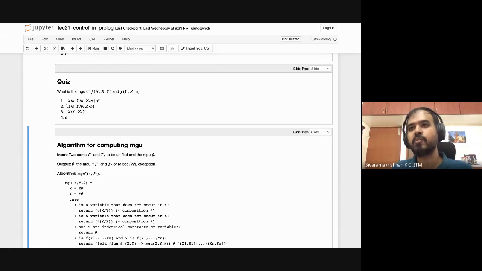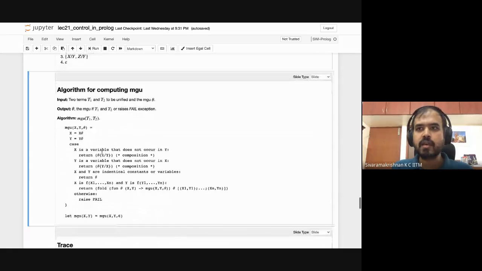If they are variables, they have to be the same variable. If they are atoms, they have to be the same atom. If they are function symbols, then you recursively do the same. They have to have the same top function symbol and the same arity, and then recursively they have to be the same. That is what I mean by syntactically equal. So A and B are not the same atom.